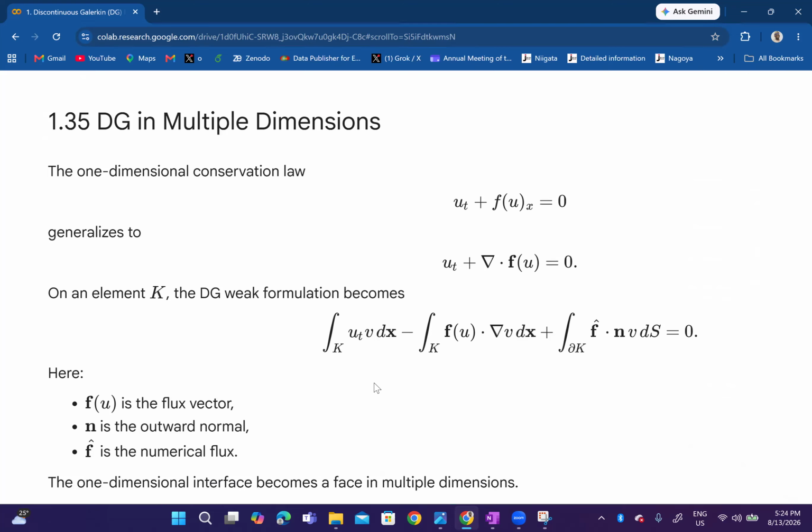So here f of u is the flux vector, n is the outward normal. That's perpendicular to the boundary now. F cap is the numerical flux. So the one-dimensional interface becomes a face in multiple dimensions. So we can do discontinuous Galerkin in multiple dimensions.